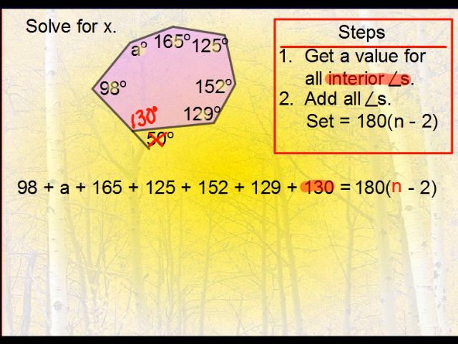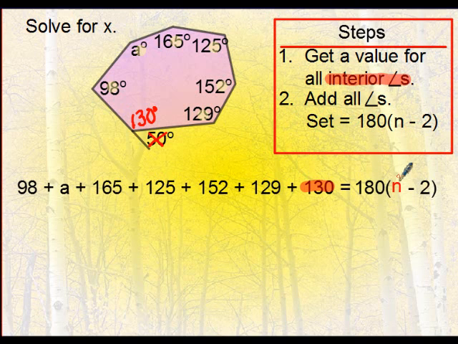There's our formula, 180 times n minus 2. Now n represents the number of angles that are inside. Or you can say it's the number of sides that the polygon has. So we can just simply count them. If you count them, we get 1, 2, 3, 4, 5, 6, 7.